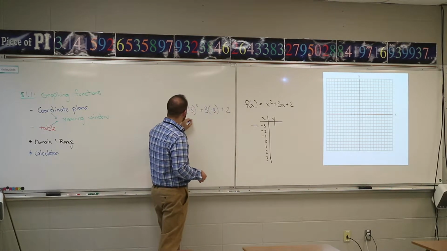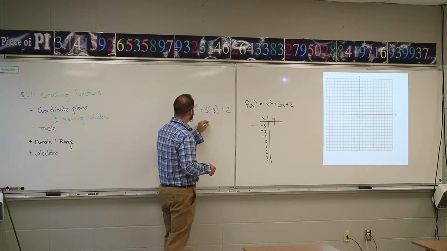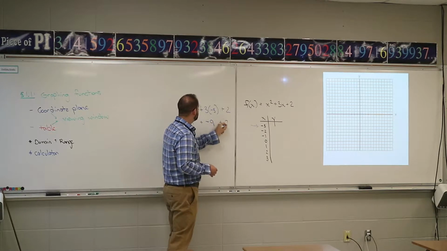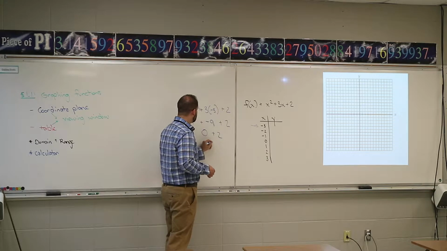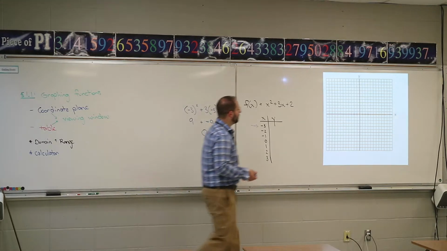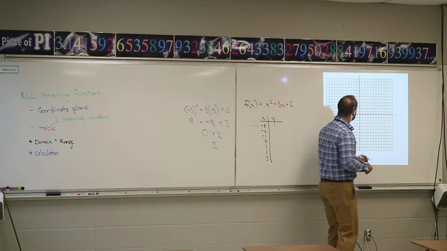So negative 3 squared is 9. Negative 3 times 3 is negative 9. And then you're going to add 2 to it. And this turns out to be 0 for the first two, plus 2, which is 2. So I'm going to graph the first one. At negative 3, we're at 2. There's your first dot.